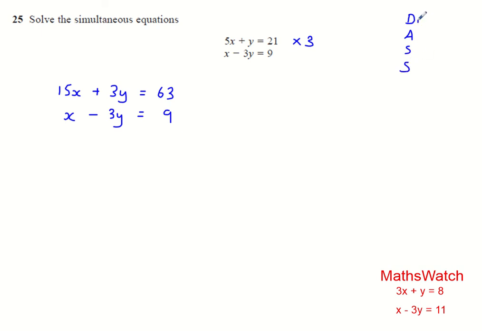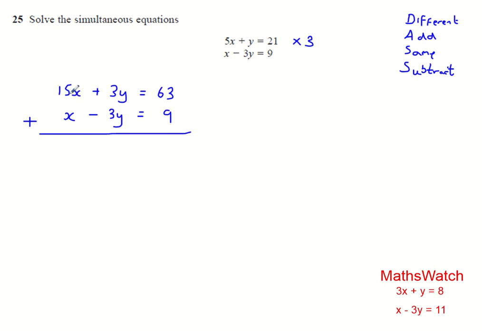Now that stands for different, add, same, subtract. And that's basically saying that when we've got these symbols in the middle, if they are different, in which case these are, because we've got one plus and one minus, then we're going to add the two equations together. If they were the same, so they were both pluses, then we would subtract one equation from the other. So we are going to take these and we are going to completely add them together because these signs are different.